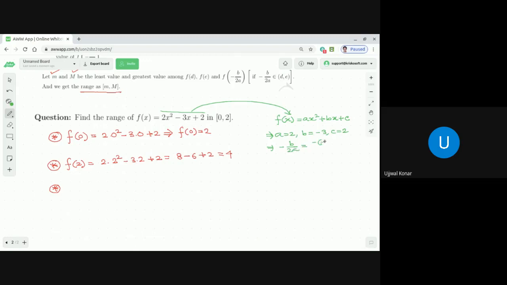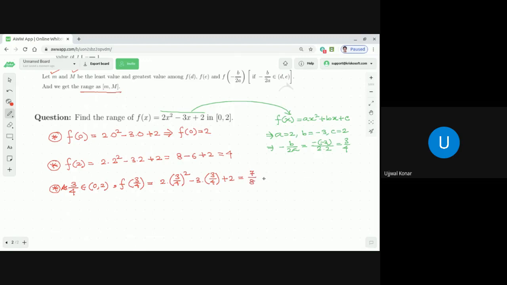So what is the value of minus b by 2a? Minus of minus 3 divided by 2 into 2, that is 4, which is equal to 3 by 4. So 3 by 4 belongs to the open interval 0 comma 2. So we need to find the value of fx at 3 by 4. We get 2 into 3 by 4 whole square minus 3 into 3 by 4 plus 2, and if you simplify, you will get the value as 7 by 8.